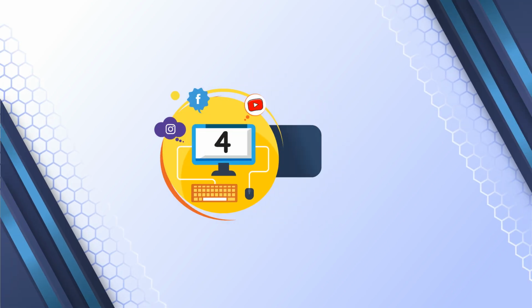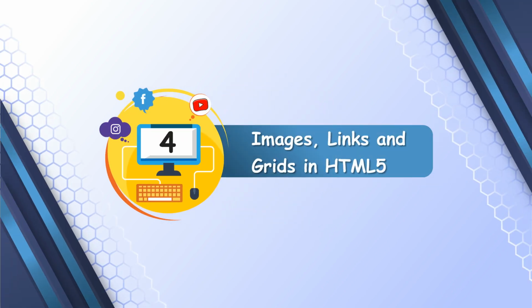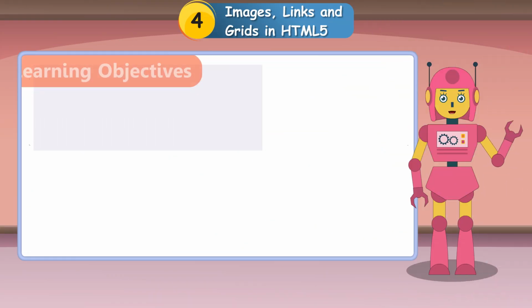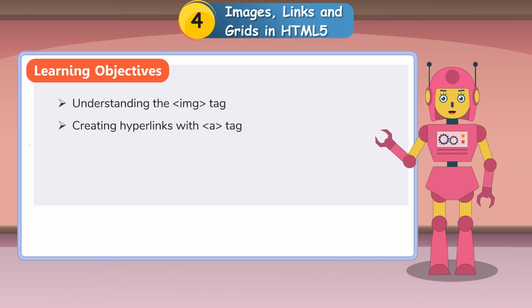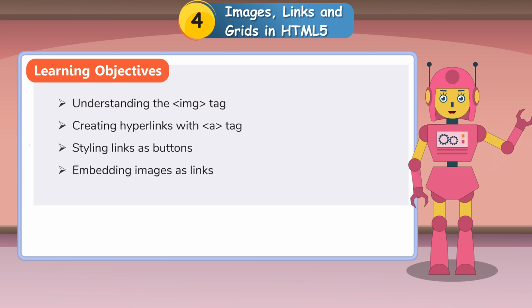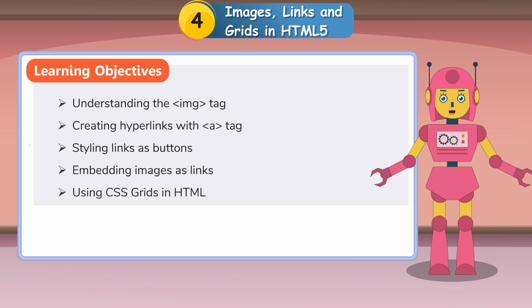Chapter 4: Images, Links and Grids in HTML5. Learning Objectives. Understanding the image tag. Creating hyperlinks with the a tag, styling links as buttons. Embedding images as links. Using CSS grids in HTML.